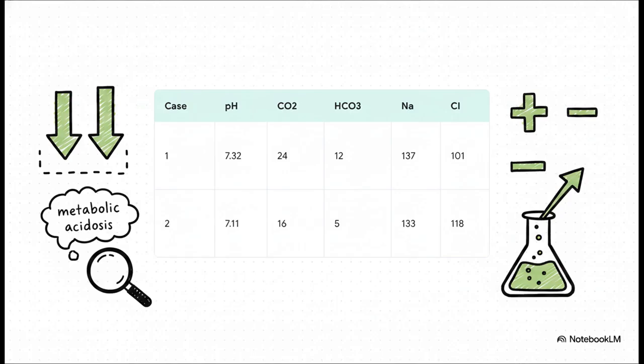Now we jump to step 3 and calculate the anion gap. We take his sodium of 137 minus the chloride of 101 and the bicarb of 12. The result? An elevated gap of 22. That gives us a classic high anion gap metabolic acidosis.